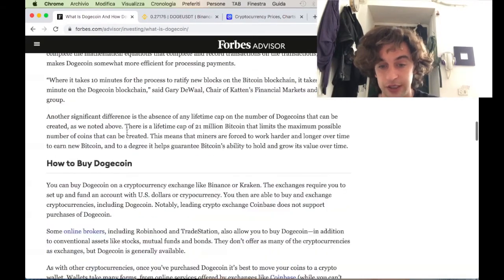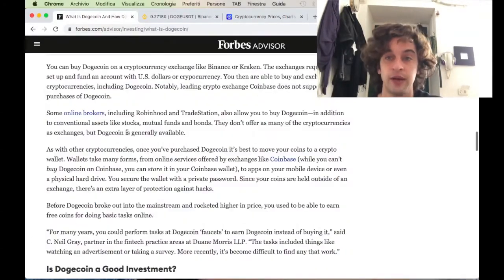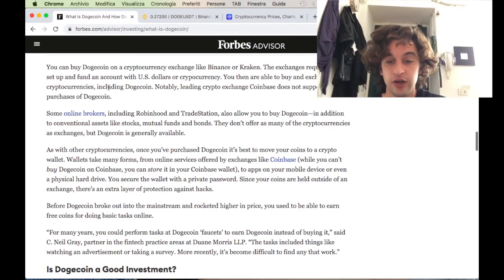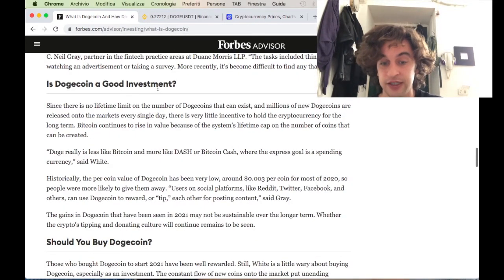How to buy Dogecoin? If you would like to know how to buy Bitcoin or how to buy Dogecoin, you can buy it from different exchanges. You can buy it from Coinbase, Binance, as we're looking at now. We're in Binance. You can buy it from any different exchange.